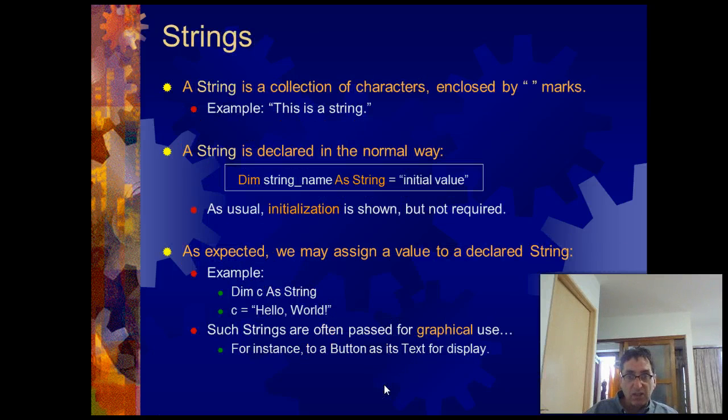And strings. A string is a collection of characters enclosed by quotation marks. For example, this. A string is declared in the normal way. So dim the name of the string as a string, and then you can initialize it with a particular string value. As usual, initialization is shown here, but it's not required. As expected, we may assign a value to a declared string. For example, we could just declare C as a string, and then later on we can assign a string value to C. Such strings are often passed for graphical use, for instance to a button as its text for display.